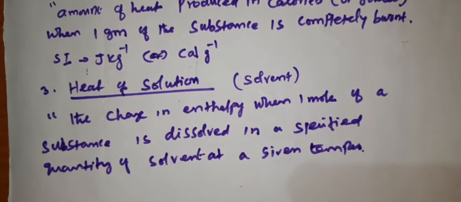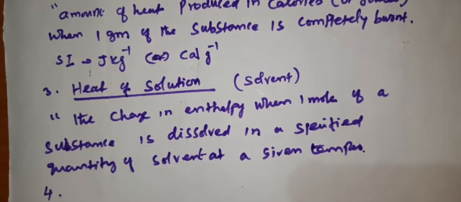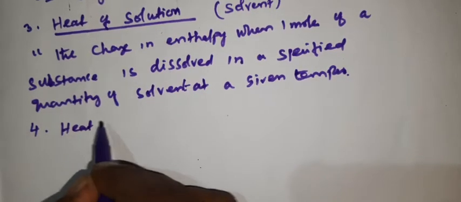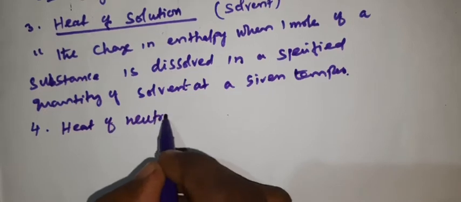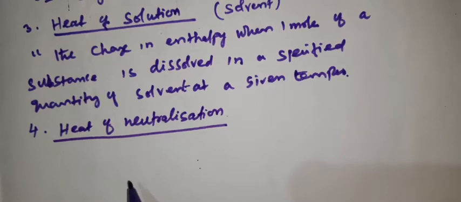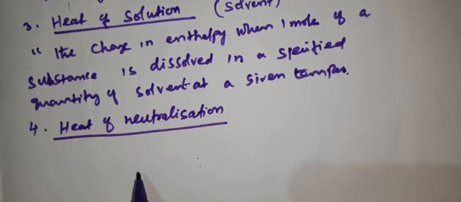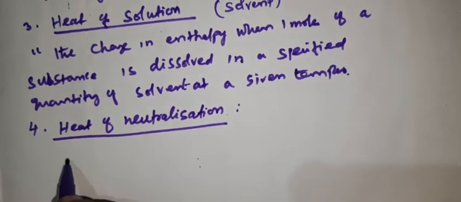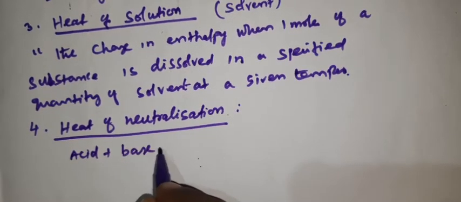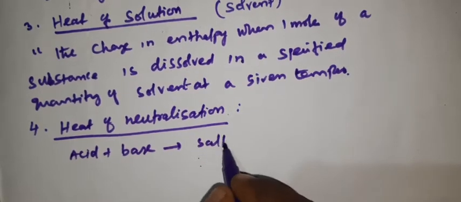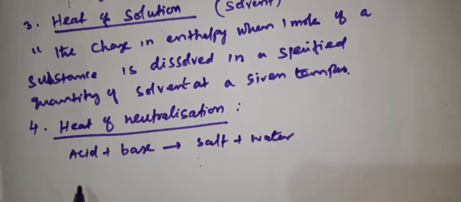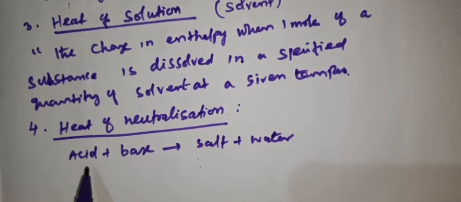The fourth one is heat of neutralization. First of all, we already know what is meant by neutralization. When an acid is added to a base, we get salt and water. This is called a neutralization reaction. So what is meant by heat of neutralization?